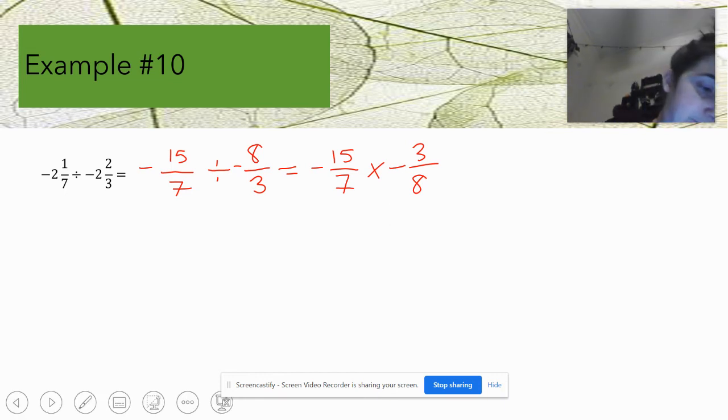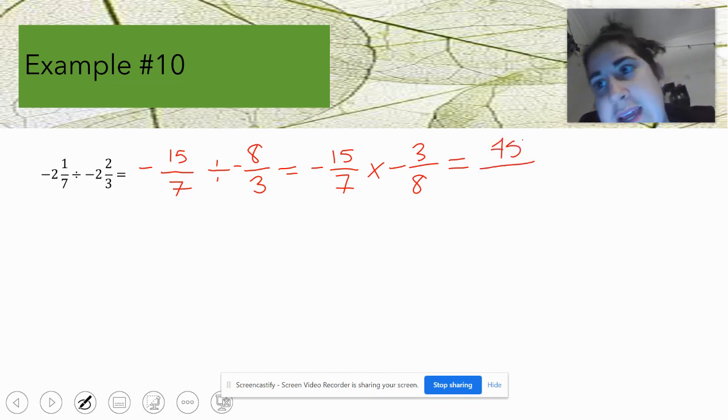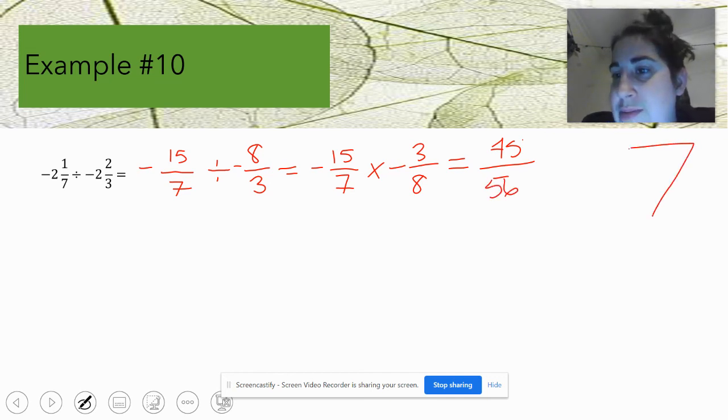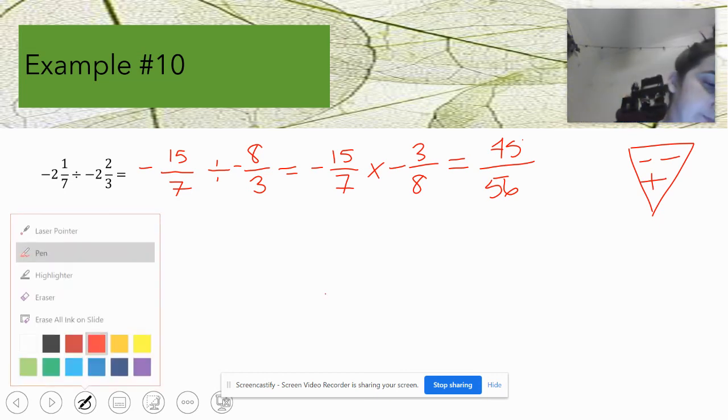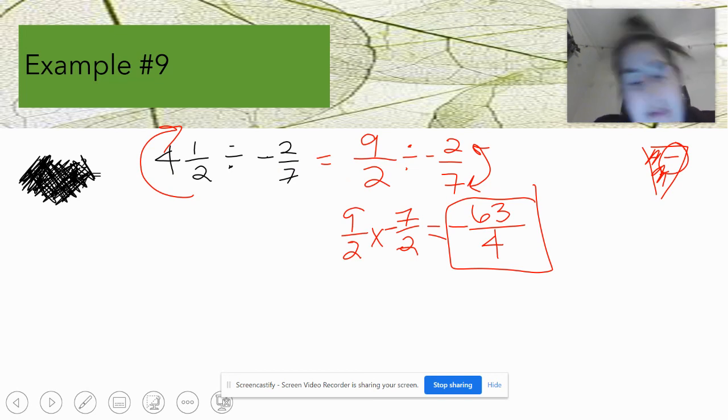All right, now let's multiply straight across. So we have 15 times 3 gives me 45, and then 7 times 8, 56. And I do have to use Mr. Multiplication Division because I do have some negatives there. So I have a negative times a negative.